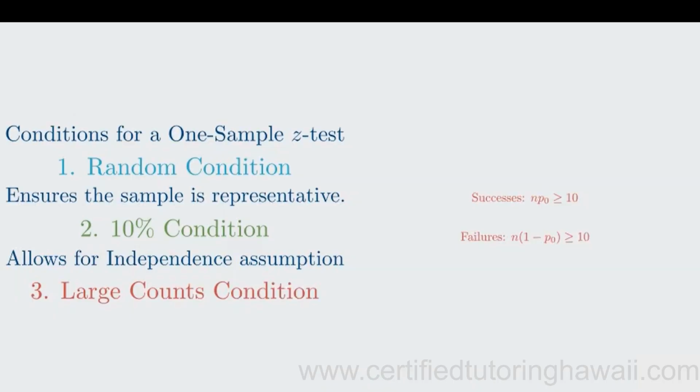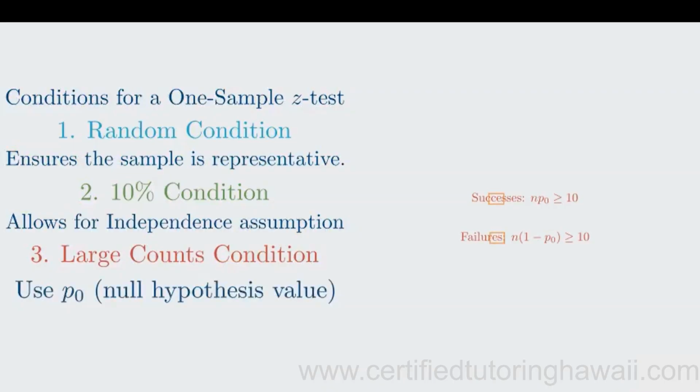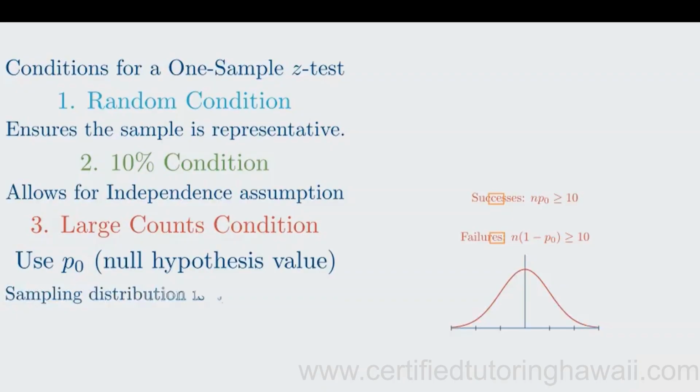We need to expect at least 10 successes and at least 10 failures based on the null hypothesis. Notice we use p0 here, the value from the null hypothesis, because we are performing the test under the assumption that the null is true. If both of these values are at least 10, the sampling distribution of the sample proportion will be approximately normal.